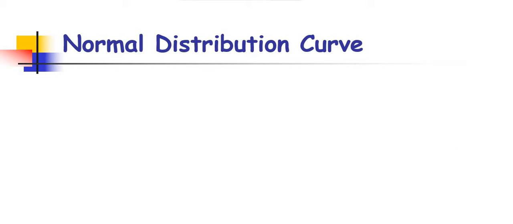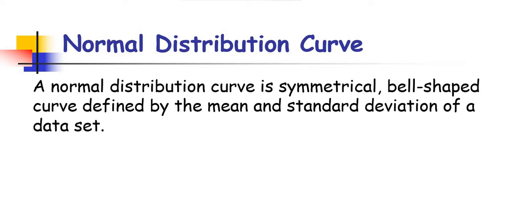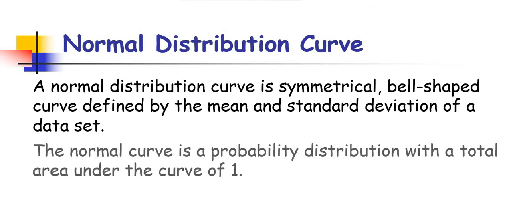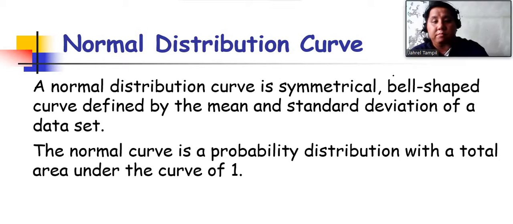The normal distribution curve. A normal distribution curve is a symmetrical bell-shaped curve defined by the mean and standard deviation of a dataset. The normal curve is a probability distribution with a total area under the curve of 1. Now, as you might have noticed, the normal curve is a probability distribution that is described as a curve, as the name implies.